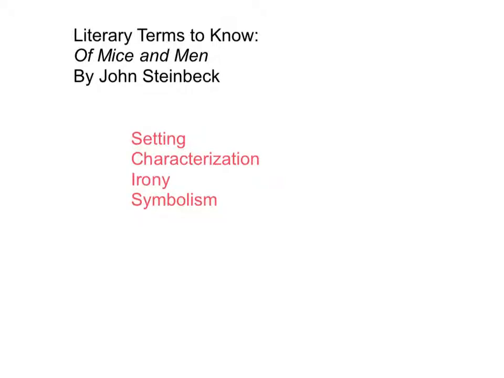Hi everyone. So by now you have finished reading the novella of Mice and Men by John Steinbeck, and you have written a diary entry for each chapter of the novella, wherein you impersonate one of the main characters, George. In order to prepare for the next steps in our work with this novella, class discussions, and a collaborative project with your peers, it's important to review 4 literary terms: setting, characterization, irony, and symbolism.